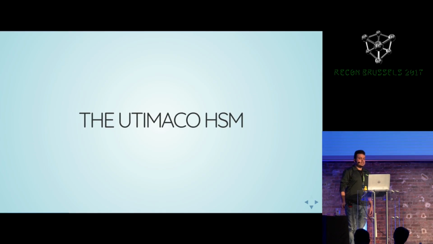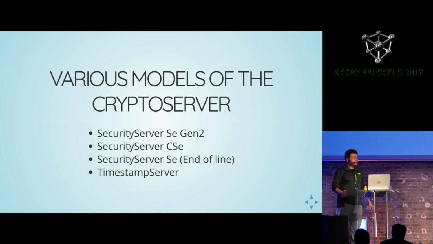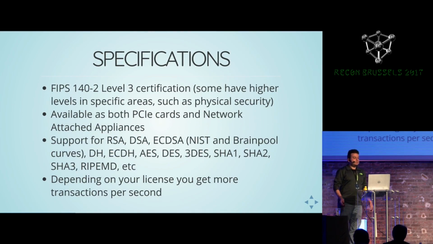So let's see the Utimaco HSM. These are some models of the Utimaco HSM, the CryptoServer. These are not that important. So, specifications. It's a FIPS 140-2 Level 3 device. It also fulfills the Common Criteria EAL4 augmented. It is used by CAs. It has support for many algorithms. It comes in both PCI Express card and network HSM. And depending on the license, you can get more transactions per second.